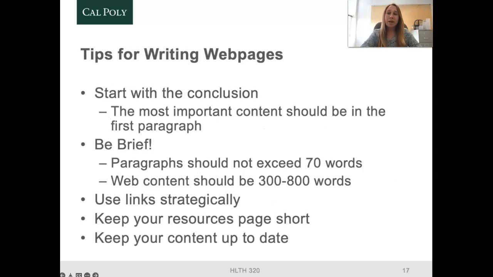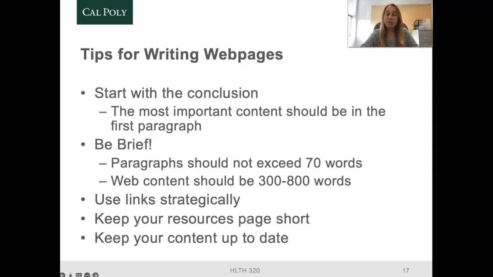Some other tips for writing for the web: you want to start with the conclusion. When we write papers for class, we usually leave the conclusion for the very end. When you're writing for the web, it really is the opposite. You want to start with the conclusion. It is the most important content, right? And so the most important content should be in the first paragraph, in that first part of your web page. You want to be really brief. As I've mentioned previously, you want to be really concise and really brief. Your paragraph should not exceed 70 words.